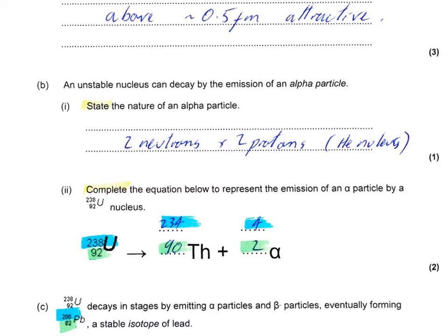Then all we've got to do for the thorium that we're given is to work out what these numbers are. By balance, I've got 238 nucleons, 4 of them end up in the alpha, so there must be 234 left in the thorium, and I've got 92 protons, 2 end up in the alpha, so there must be 90 left in the thorium.